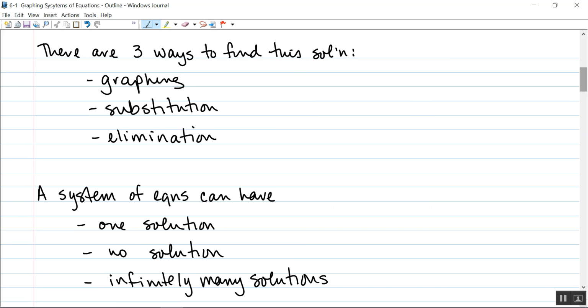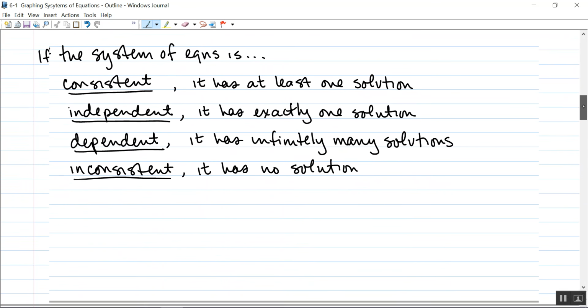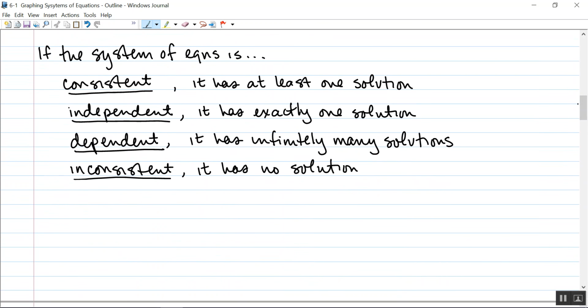A system of equations can have one solution, no solution, or infinitely many solutions. If the system of equations is consistent, then it has at least one solution. If it is independent, it has exactly one solution. If it is dependent, it has infinitely many solutions. And if it is inconsistent, it has no solution.